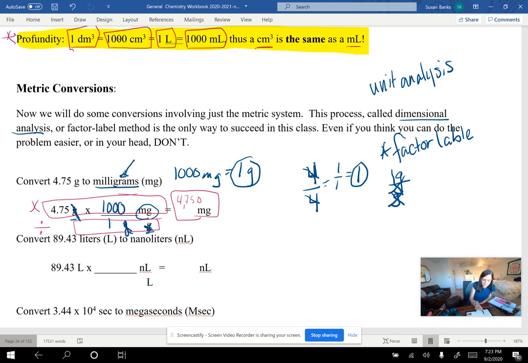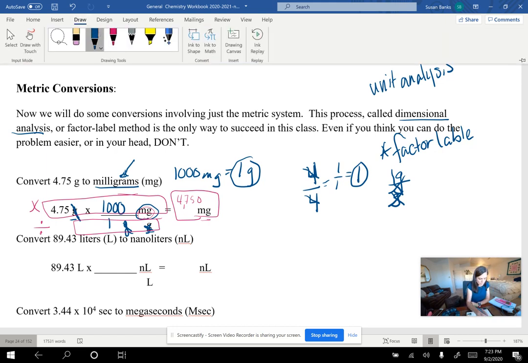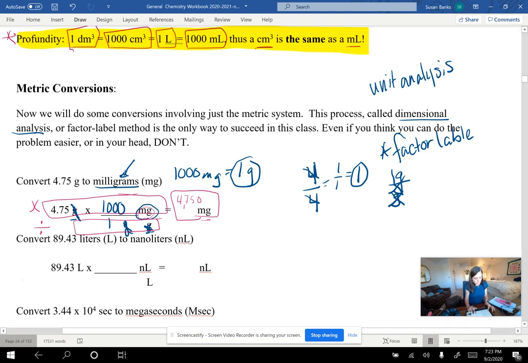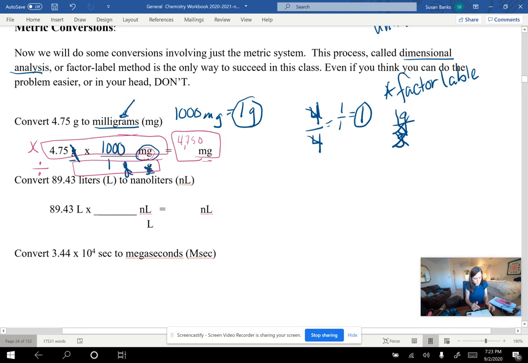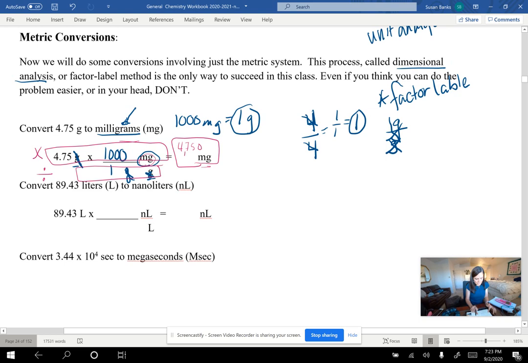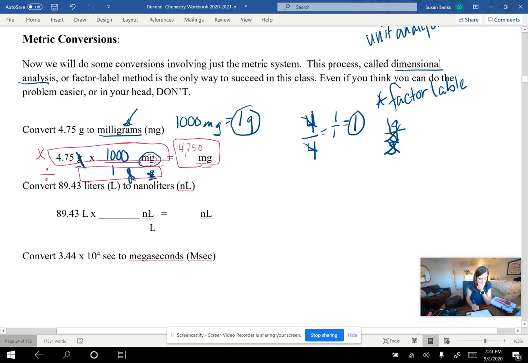So make sure you end up with the unit being left over that you want, and then just do the math. Okay, let's try another one. I'm going to change my pen again. So convert 89.43 liters to nanoliters. So once again, I need to figure out the relationship between liters, which is our base unit, and nano.